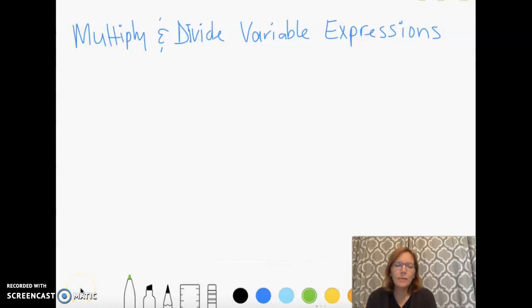Hey guys, today we're talking about multiplying and dividing variable expressions. So it's going to be very similar to last week, which was adding and subtracting, except we're just multiplying and dividing now. So I'm going to start with some examples.